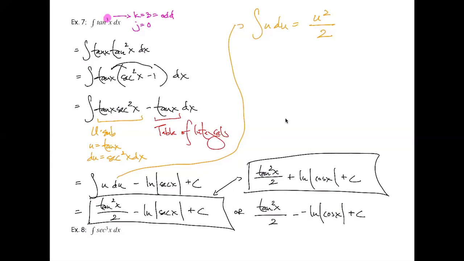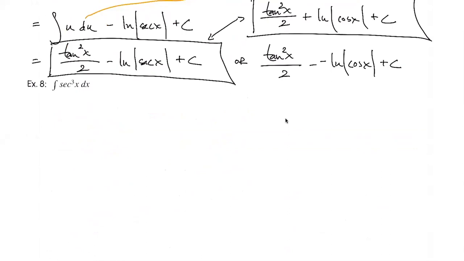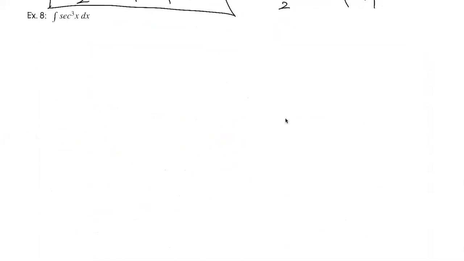So, let's do our last problem here. Our last problem is example number 8, and we have secant cubed x dx. What we have here is that our power of secant is 3, or we could say j equals 3, which is odd. Let's go back up to our rules and see which strategy is going to help us out with that one.